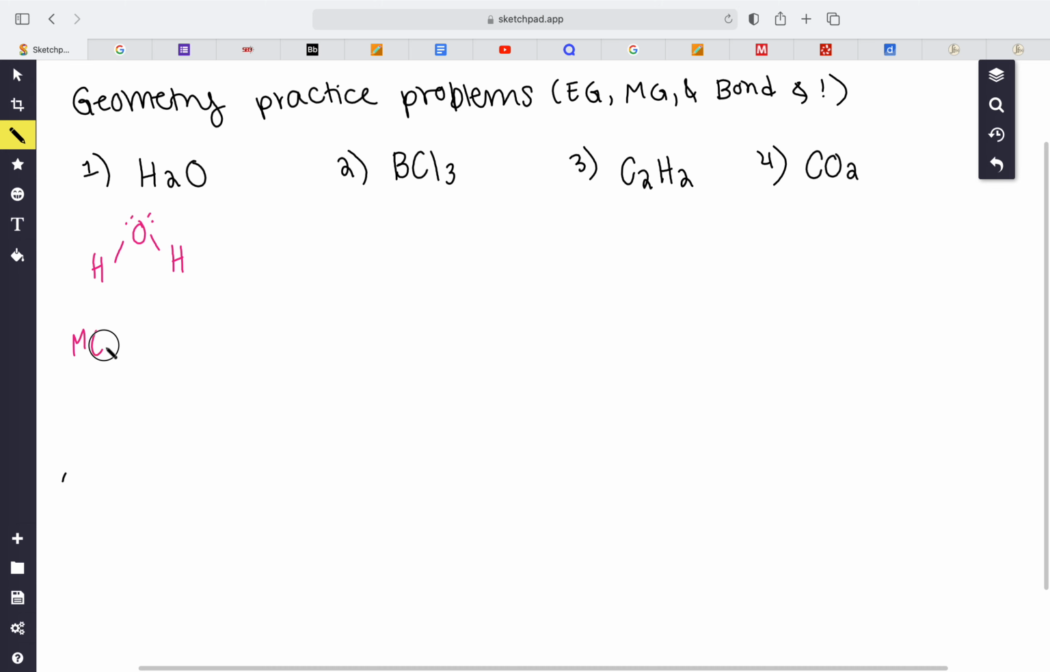So let's do the molecular geometry, the electron geometry, and the bond angle. The molecular geometry is going to be linear bent. The reason I know that is because it has 2 attached to the center, so I know it's going to be something linear, because it's 1 or 2 for anything that's linear. And then I know it's going to be bent because it has those lone pairs.